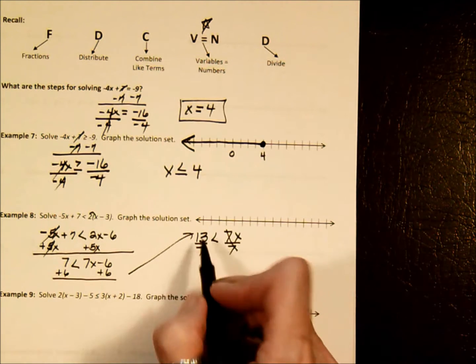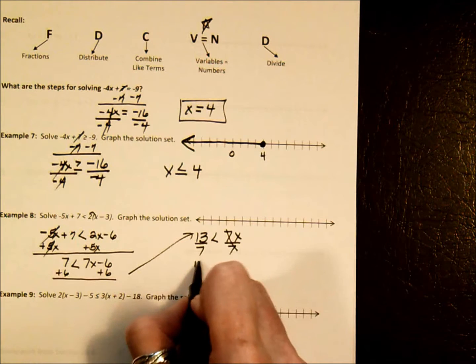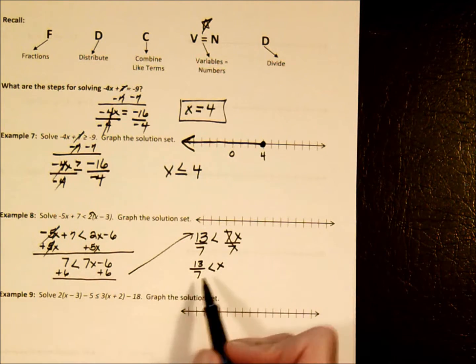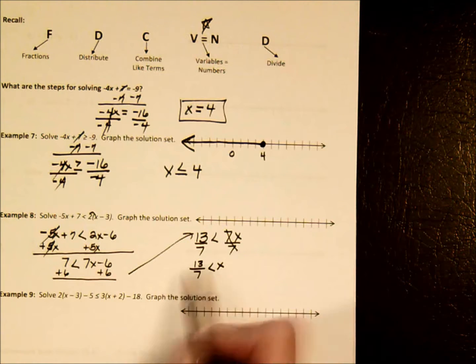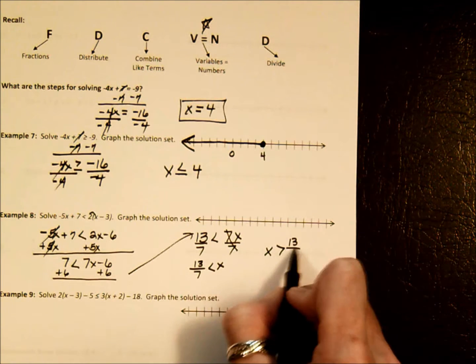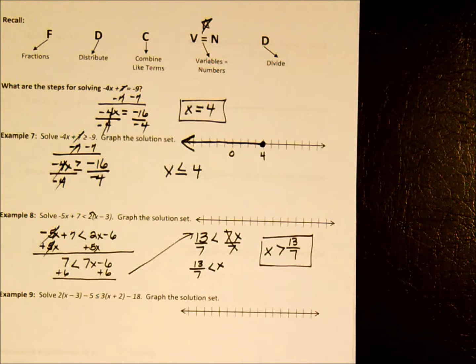And 13/7 doesn't divide evenly, so I'm going to leave this as 13/7, but a couple things have to happen. My variable ended up on the right, so I have to turn the whole thing around and write x is greater than 13/7. Now, how do we put that on the number line? I have to show 13/7. This is how I think of it.